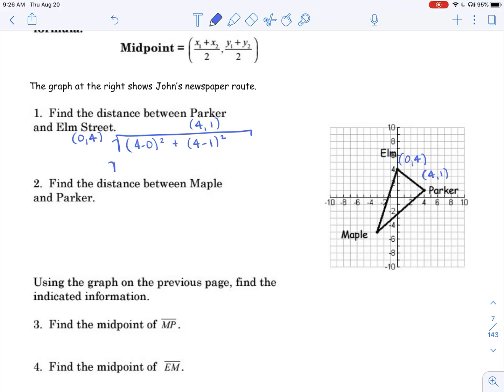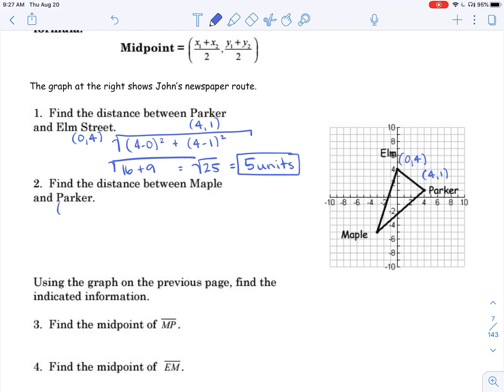So 4 squared is 16. And then if we do 3 squared is 9. So this is going to be the square root of 25, which then has a value of 5 units. Now, find the distance between Maple and Parker.